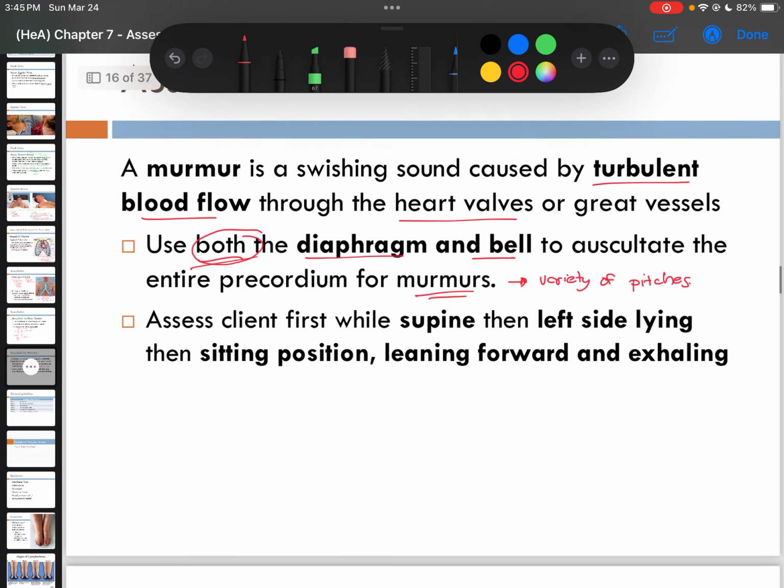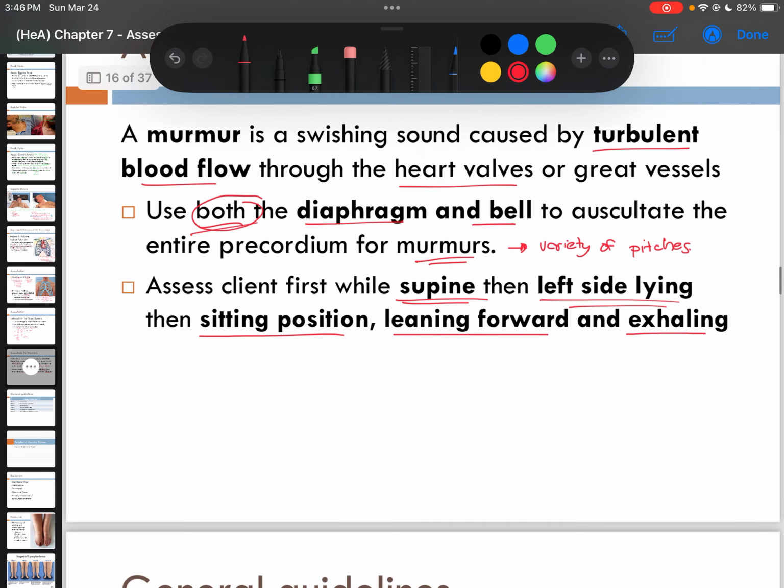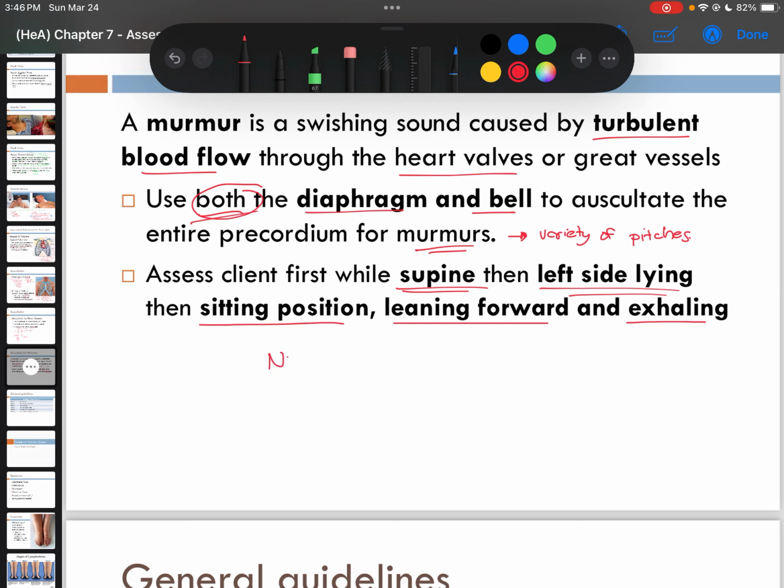Now, class, when we are assessing for murmurs, assess first while the patient is supine. After that, you repeat the same process, but this time while they are left side lying, or in the left lateral position. And then lastly, assess them while they are sitting, leaning forward and exhaling. Normally, there should be no murmurs, no presence of murmurs.